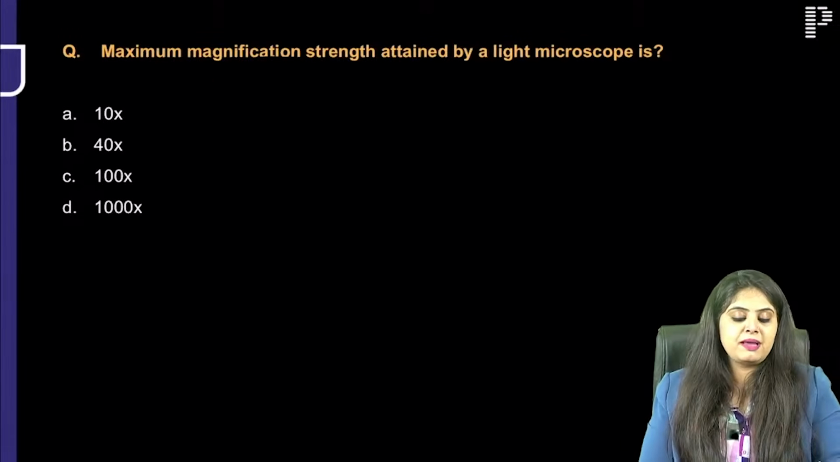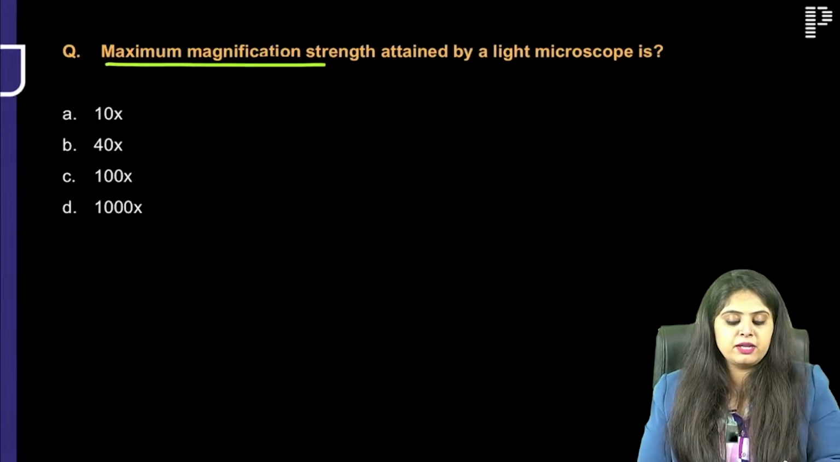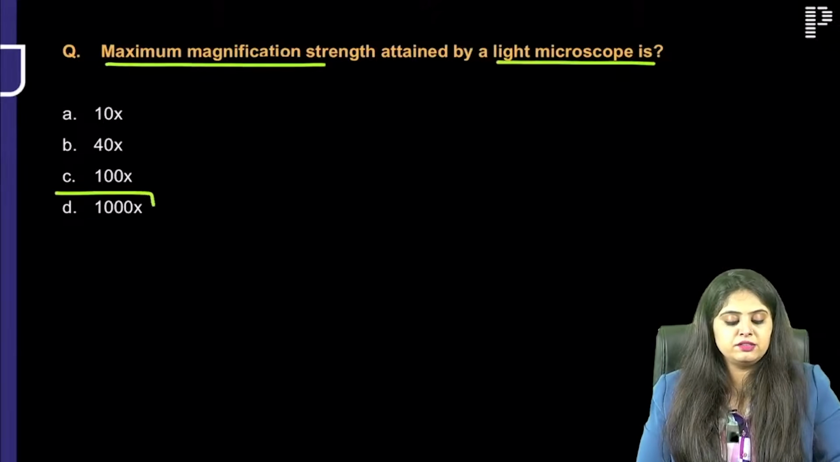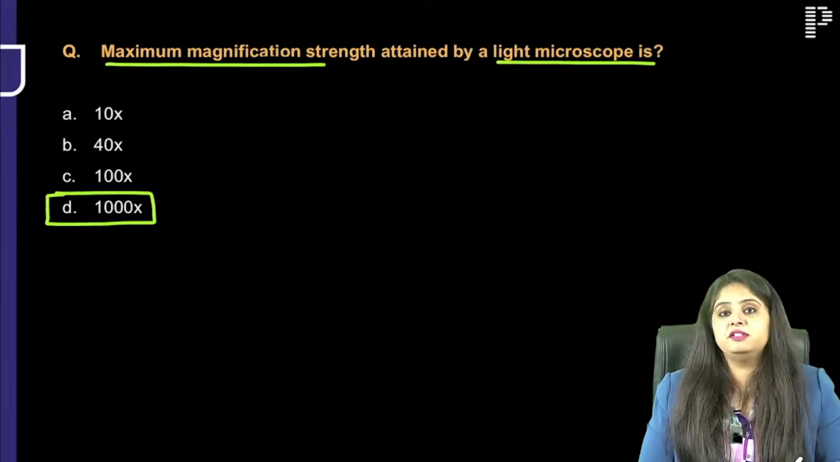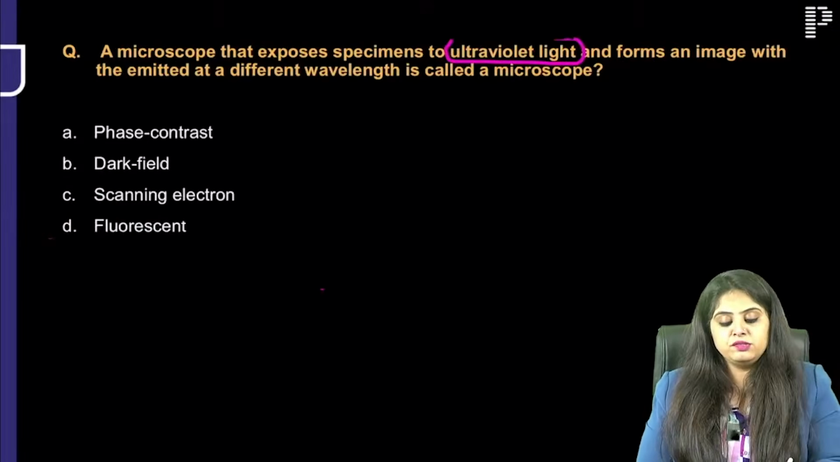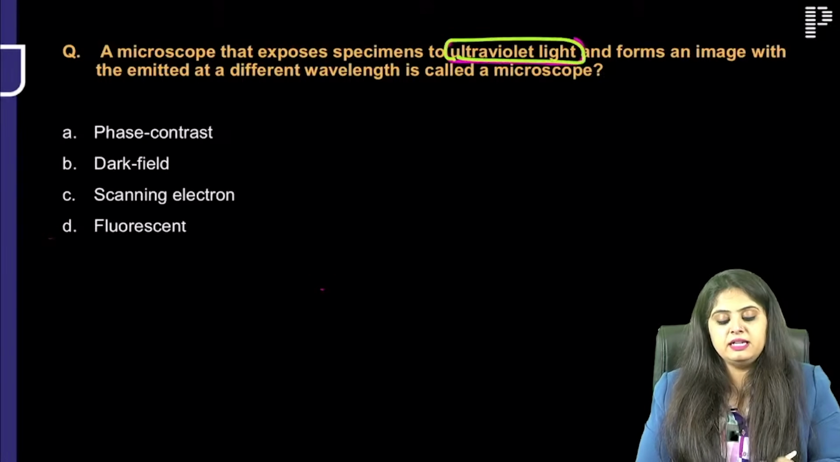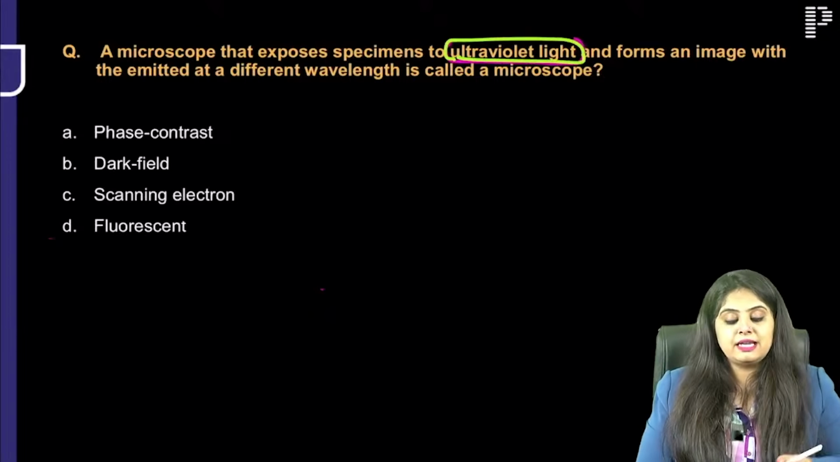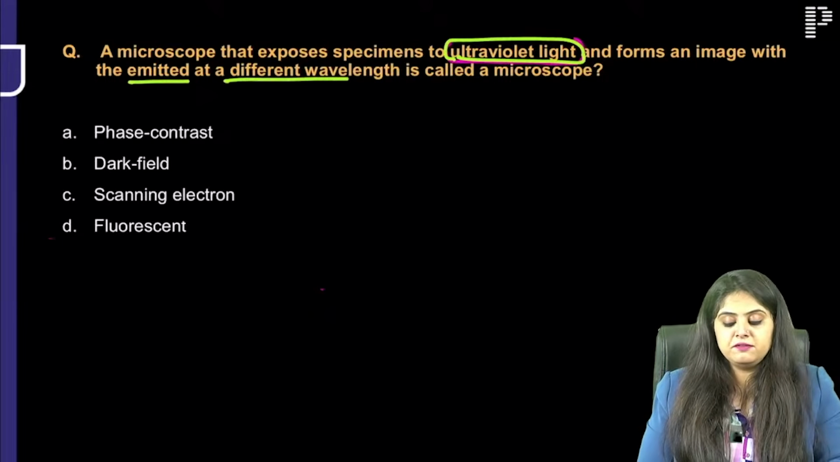So what is the maximum magnification that can be attained in a light microscope? I think we all know it. Answer is going to be 1000x. We discussed it so many times. Perfect. A microscope that exposes the specimens to ultraviolet light and forms an image that is emitted at a different wavelength.